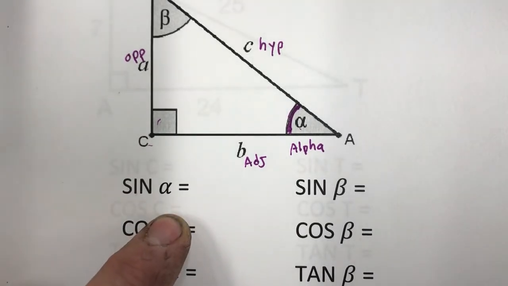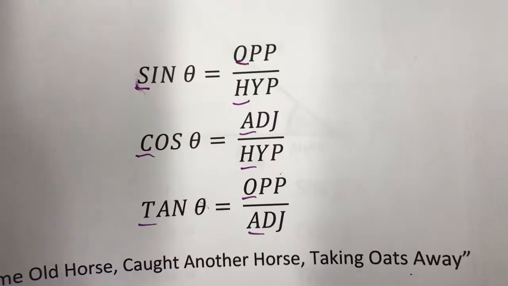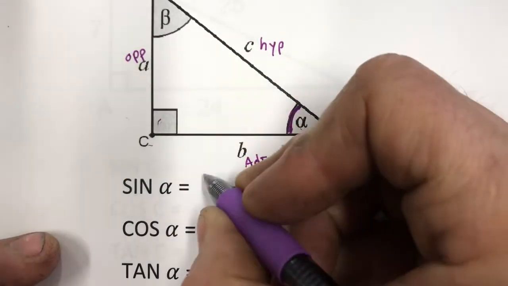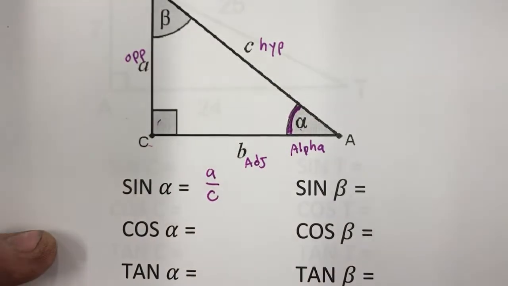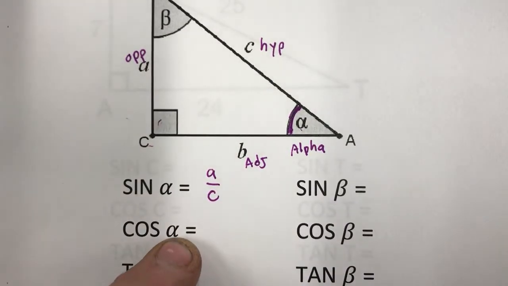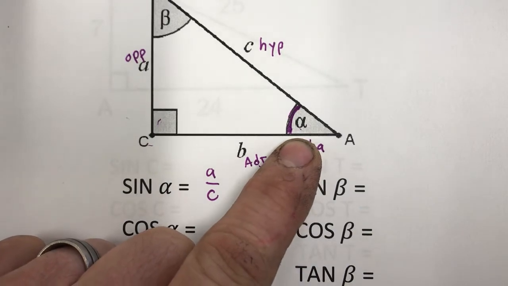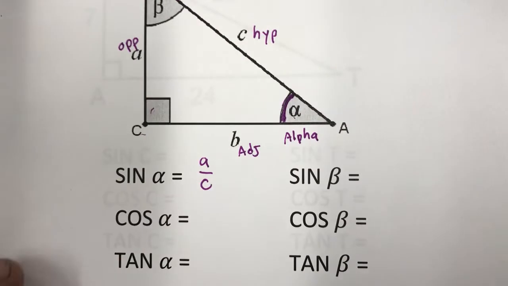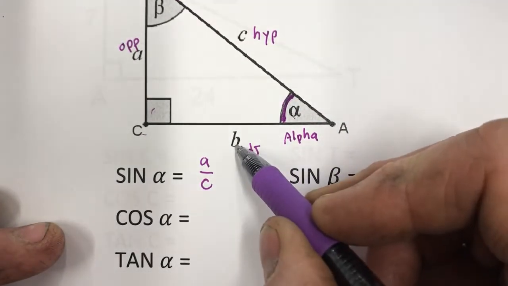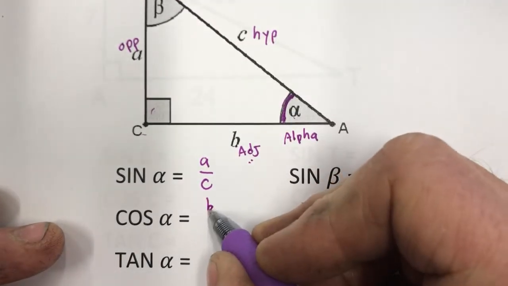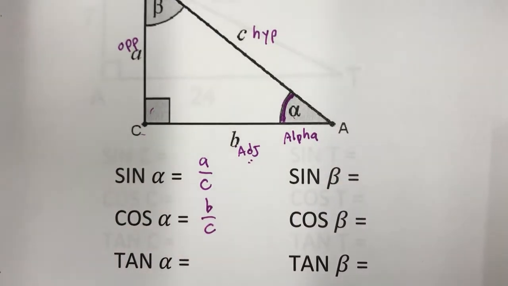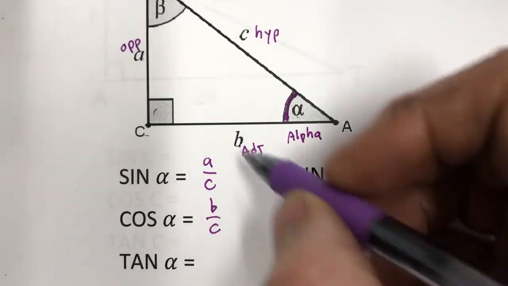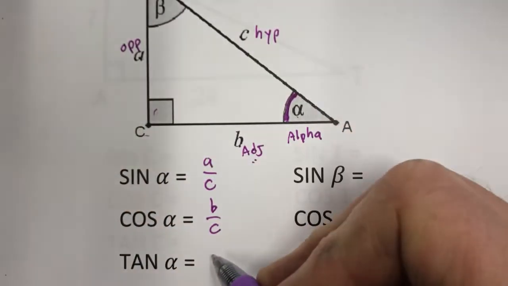And so if I want the sine of angle A, I just have to go back to these right here. Sine is the opposite over the hypotenuse. So that's going to be A over C. What's the cosine of A? Cosine is adjacent over hypotenuse, which is going to be B adjacent over hypotenuse, B over C. And of course, tangent is opposite over adjacent, which is going to be the opposite A over adjacent B, so it's going to be A over B.